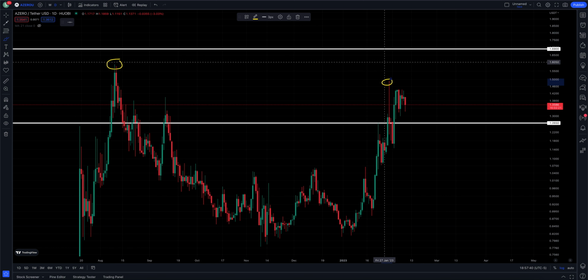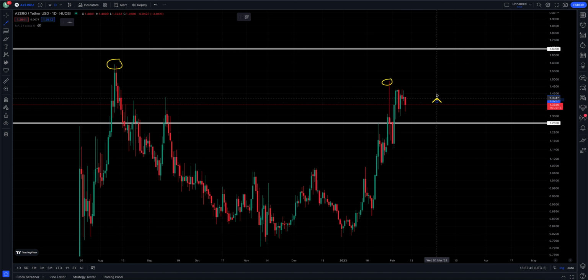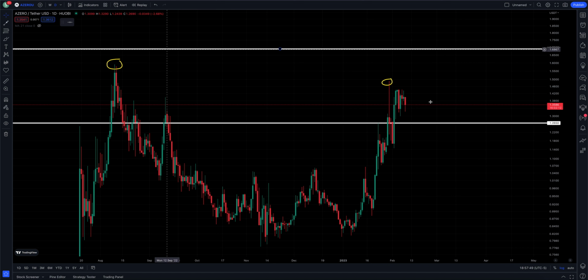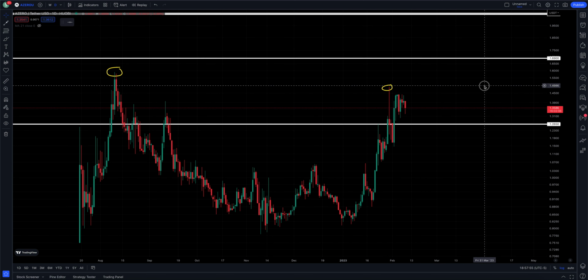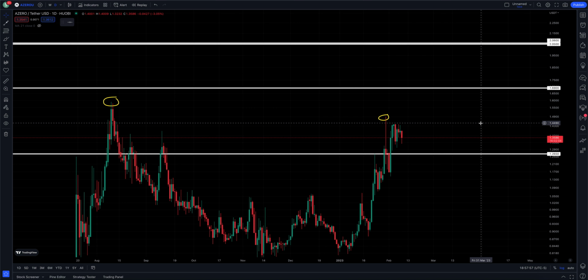If one or two of those levels get broken, should be a straight shot to $1.69. Now that could be some resistance right there at $1.69. It's definitely a target of mine, but I think it could act as some resistance for a period of time.